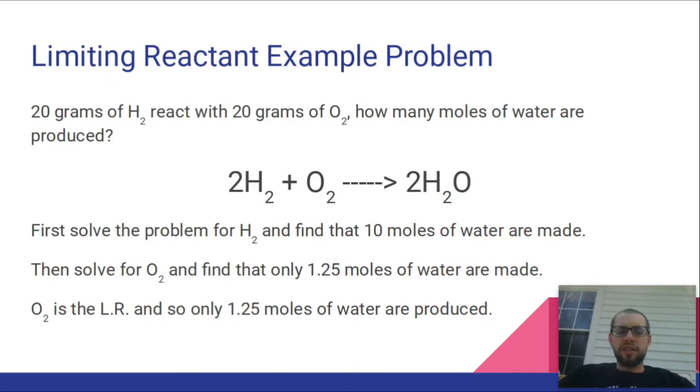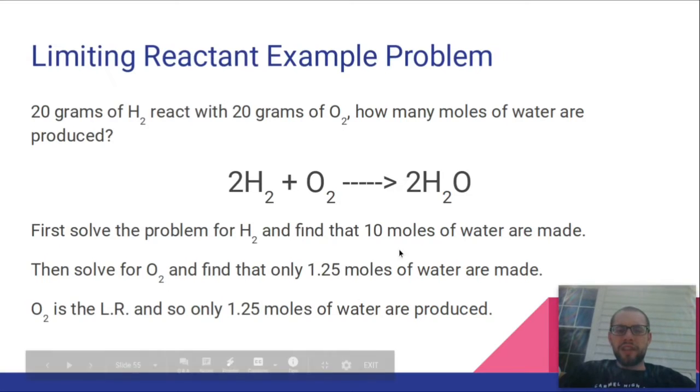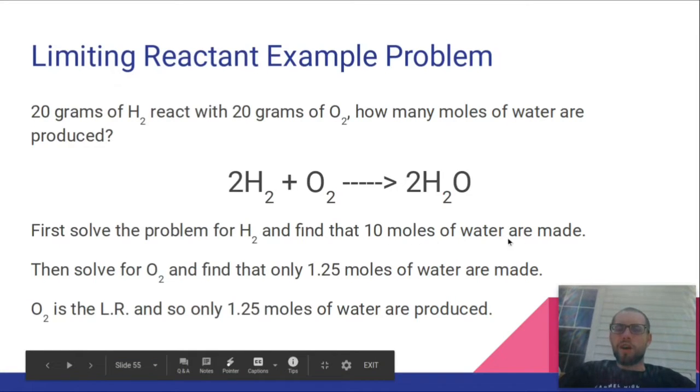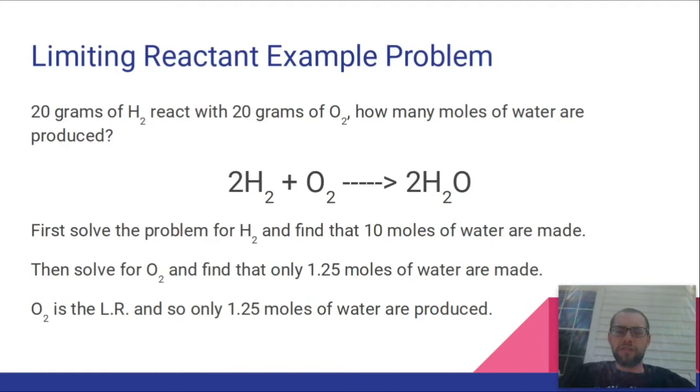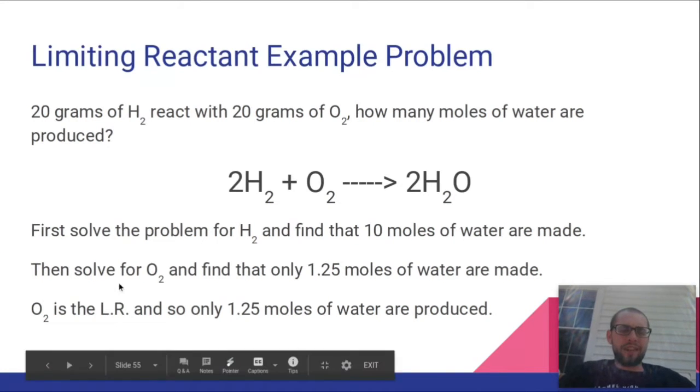The first time I'll solve it for the hydrogen gas. I'll start with grams of hydrogen, I'll go to moles of hydrogen, I'll go over the mole bridge. And I would find out that 10 moles of water were made. 10 moles of water. That's for hydrogen. That's one answer. Now I've got to do it again. I'll do it again for oxygen.